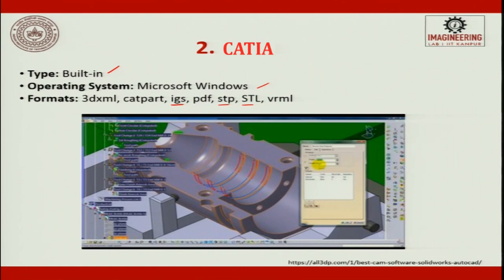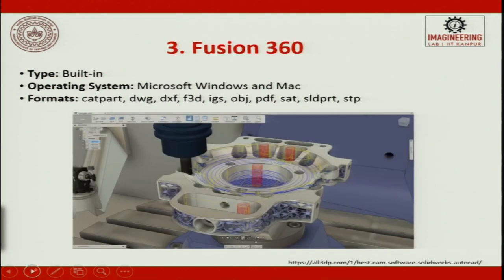Now next is Fusion 360. Like SolidWorks works upon parts, Fusion 360 works majorly upon assemblies. So Fusion 360 is an assembly or integrated based system. There is a built-in CAM in Fusion 360. It works with Microsoft Windows as well as Mac. Certain formats are supported by it.